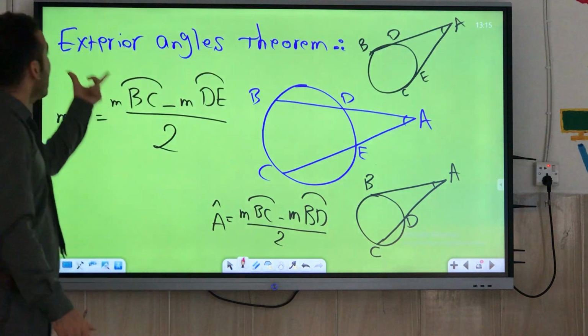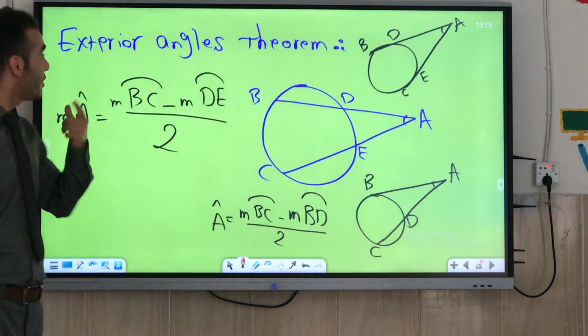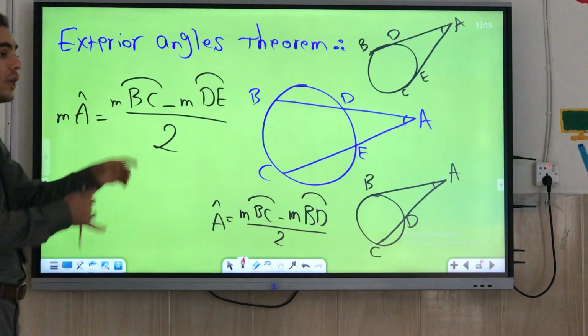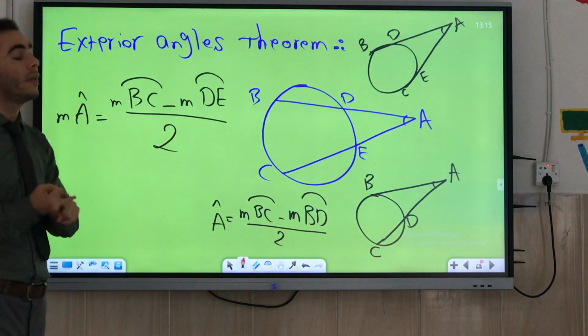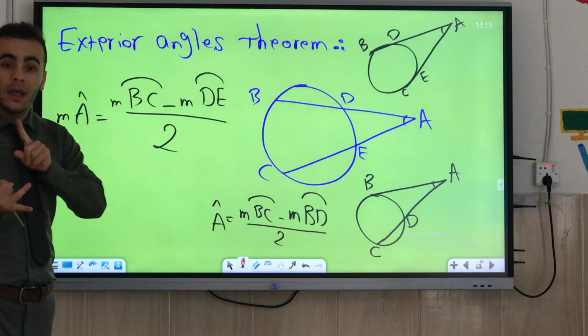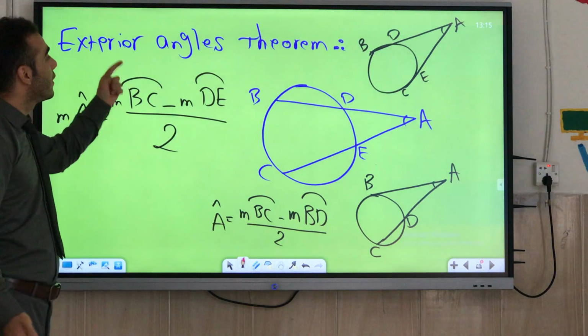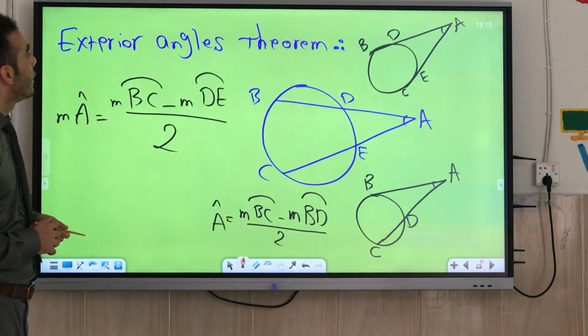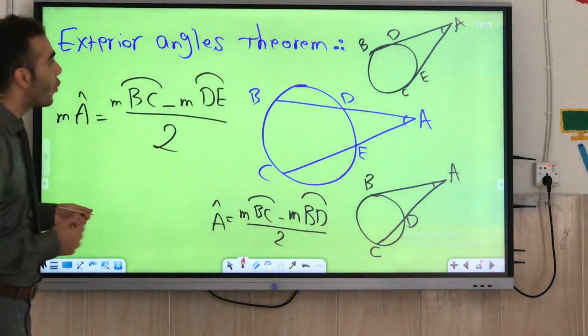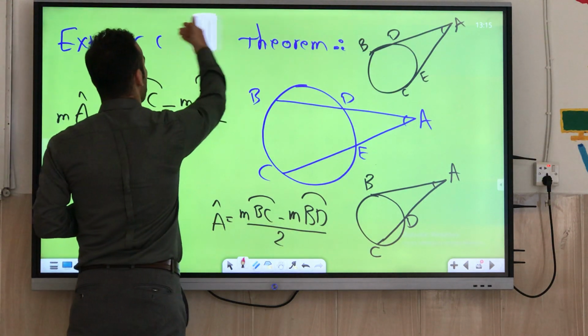Next, we have the exterior angles theorem. We had tangential in this section, then we came up with interior angles, interior chords, and here we have the exterior angle theorem, or we can say exterior chords theorem.